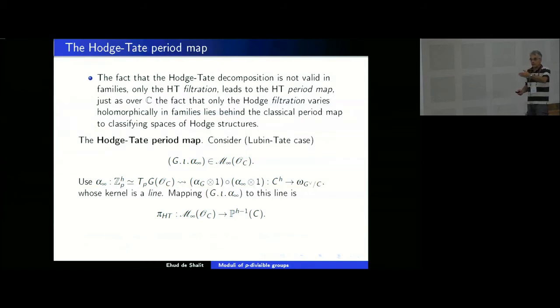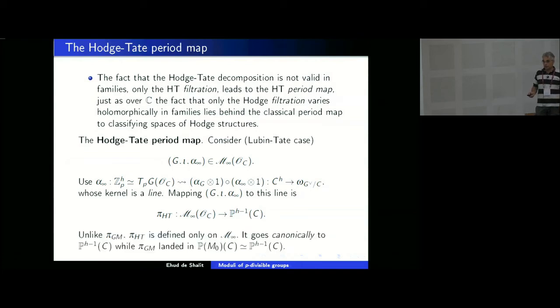And then this map alpha G, which goes onto omega G hat, gives you a quotient, which in our case will be an h minus one dimensional quotient. Remember, in our case, G was one dimensional, its Cartier dual was h minus one dimensional. So the kernel is a line, and you map this triple G, iota and alpha infinity to this line. So you get a line in C^h, in other words, a point in P^(h-1) of C. And this is the Hodge-Tate map on the level of C points.